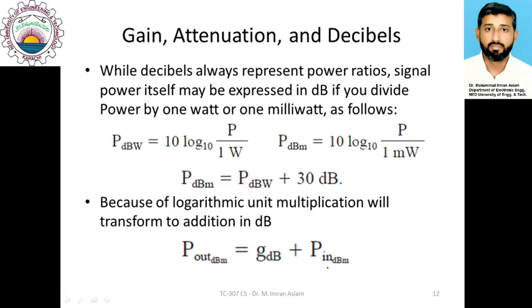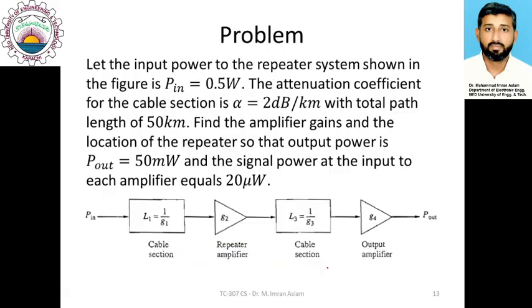In order to illustrate this overall scenario, let me take a simple example here. Let us have a system which comprises 4 stages. You can see that it's a cable section here, an amplifier, another cable section, and an output amplifier. An input power is shown at the input side, and there is an overall output power. Let the input power to the repeater system shown in the figure be P in equal to 0.5 watt. So we know this P in power, which is 0.5 watt.